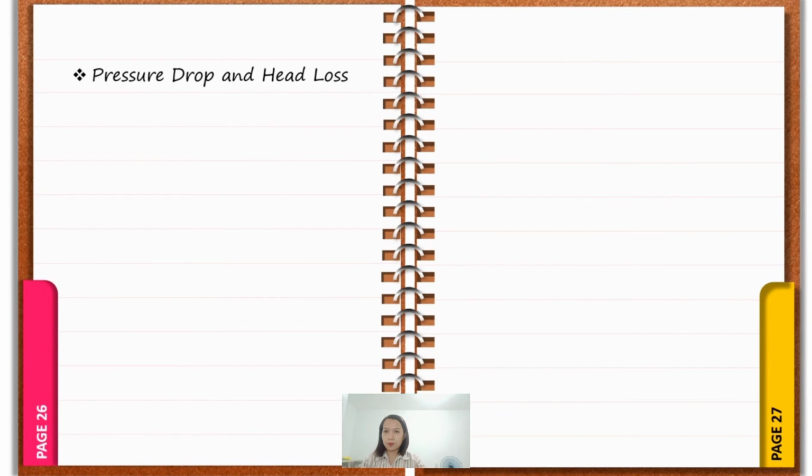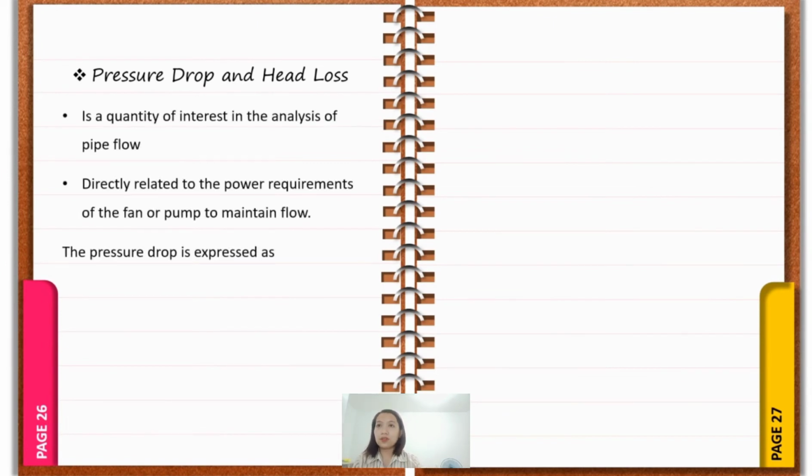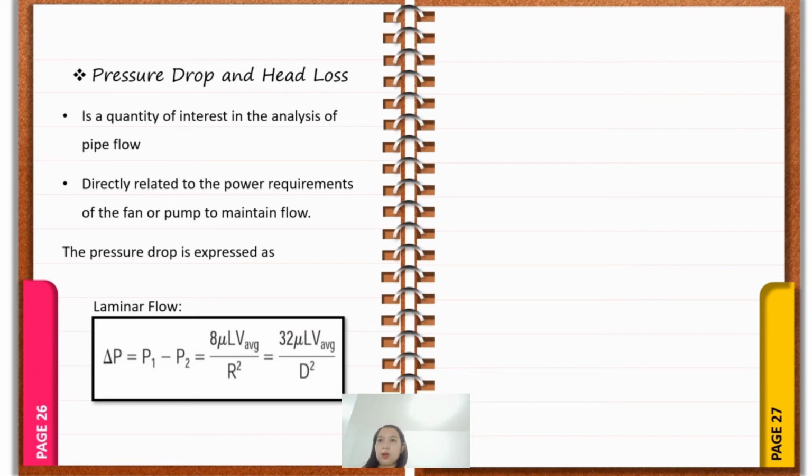Next is about the pressure drop and the head loss. It is a quantity of interest in the analysis of pipe flow, directly related to the power requirements of the fan or pump to maintain the flow. The pressure drop is expressed as: pressure drop is equal to the initial pressure less the final pressure, which is equal to 8 times fluid viscosity times length times average velocity over R squared, which is equal to 32 times fluid viscosity times length times average velocity over the diameter squared.